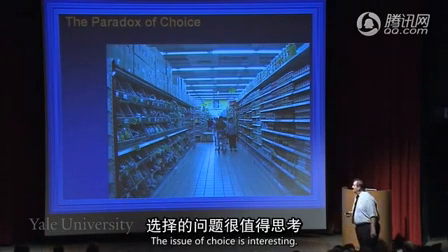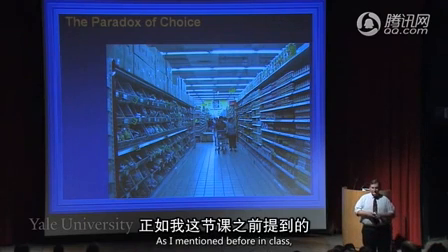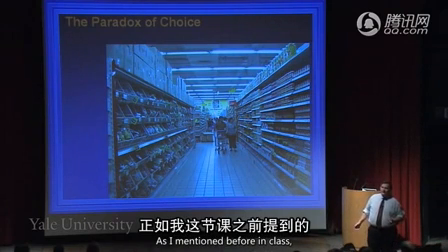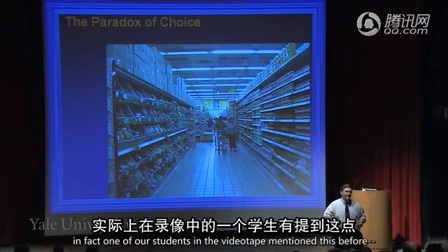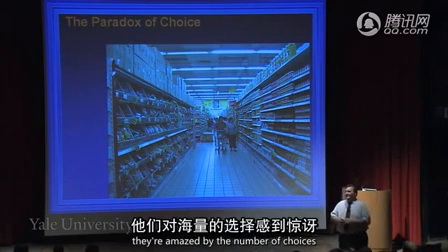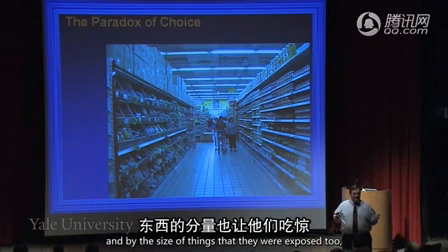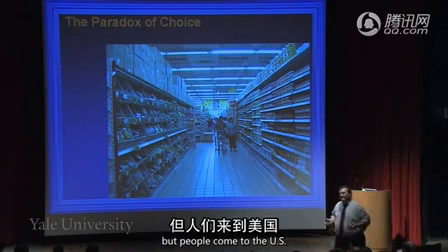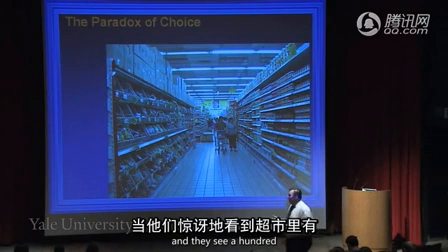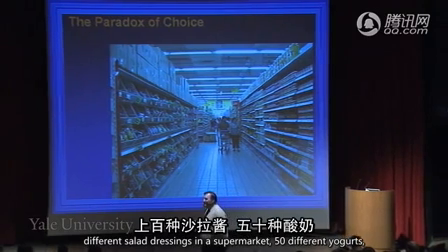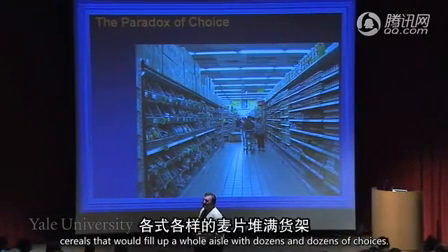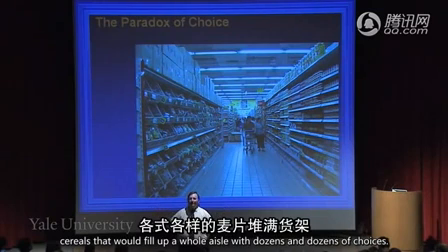The issue of choice is interesting. And as I mentioned before in class, very often when people come to the United States, in fact, one of our students in the videotape mentioned this before, they're amazed by the number of choices and by the size of things that they're exposed to. But people come to the U.S. and they see 100 different salad dressings in a supermarket, 50 different yogurts, cereals that would fill up a whole aisle with dozens and dozens of choices.